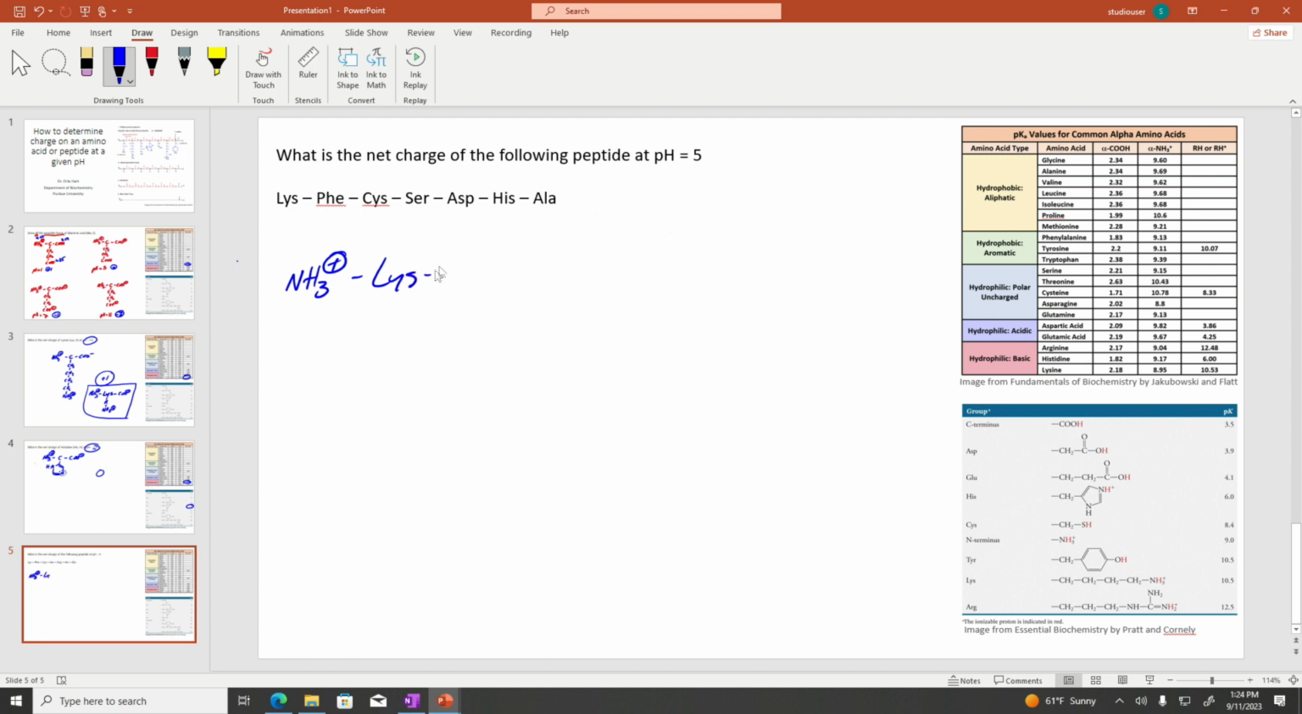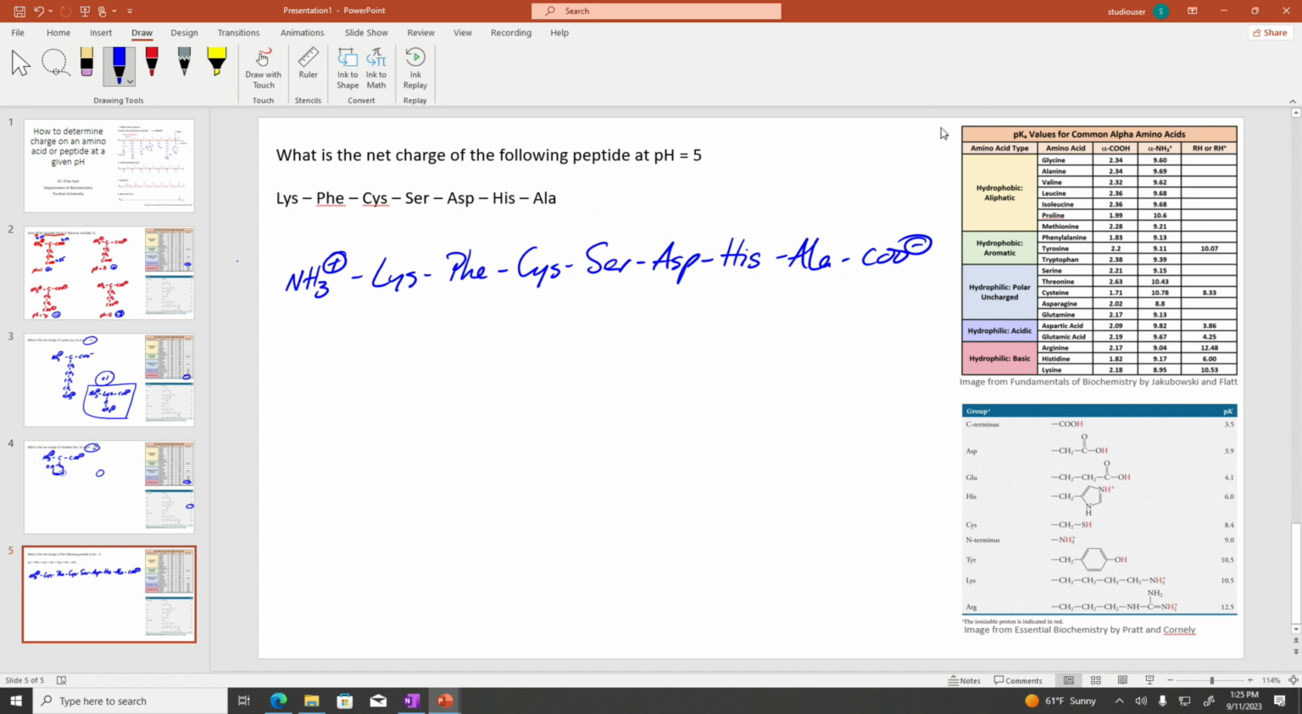I've got lysine, phenylalanine, cysteine, serine, aspartic acid. This is a long peptide, histidine, alanine. So the only alpha groups that I need to concern myself with for a peptide are the first one and the last one. The first, the lysine's alpha amino group and alanine's alpha carboxylate group. All of the rest are busy. They are busy with peptide bonds, so you don't need to concern yourself with those.